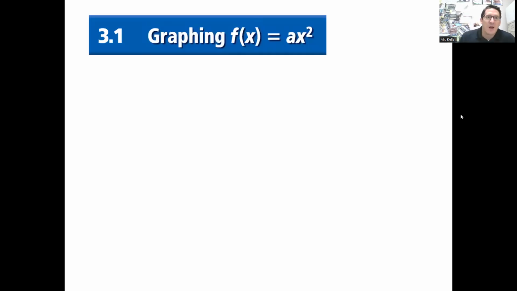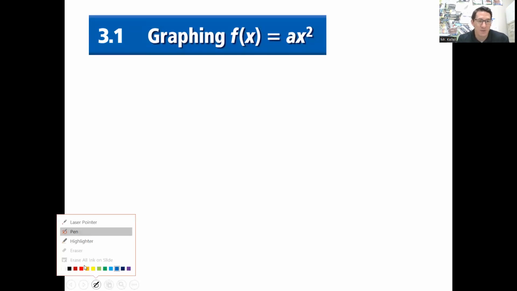Right, IM2 classes. Today we're graphing quadratics. We're going to start with a basic quadratic, just ax squared, where a can be any real number: positive, negative, or a fraction. Doesn't matter what it is, graph it all the same.